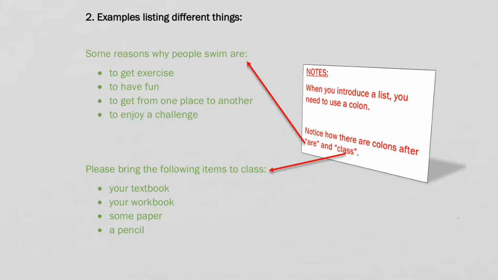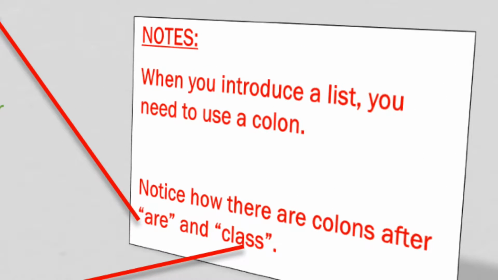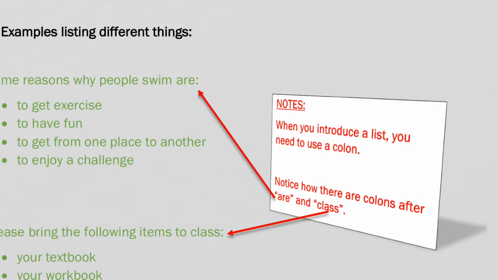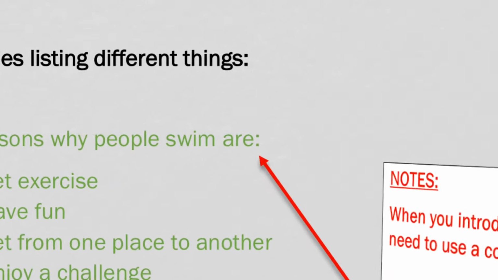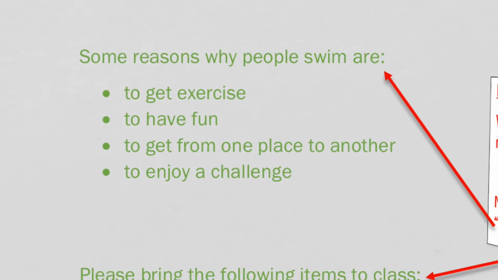Alright, now let's look at how we can list things. Something about listing is using something called a colon. In my note here it says, when you introduce a list, you need to use a colon. Notice how there are colons after are and class. What's a colon? Well, let's look at the colon that comes after the word are here. You can see that it's two dots, right? And we use colons to introduce a list.